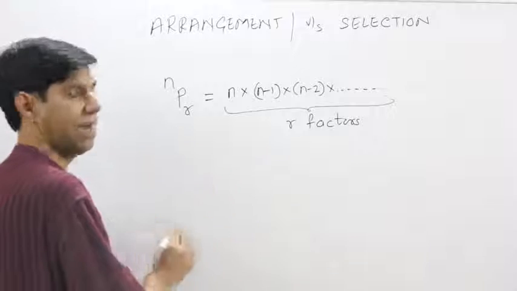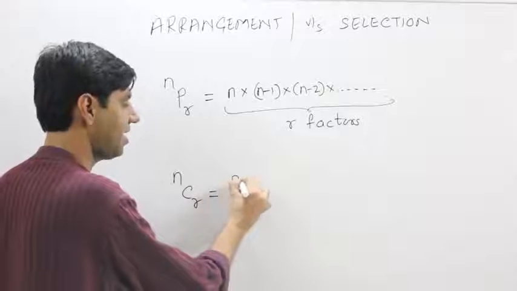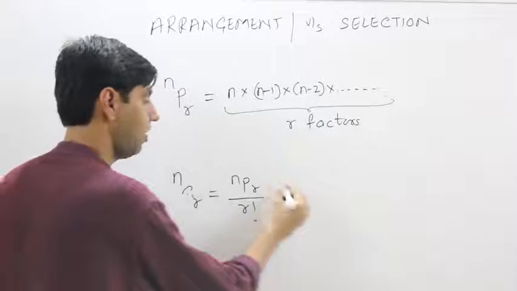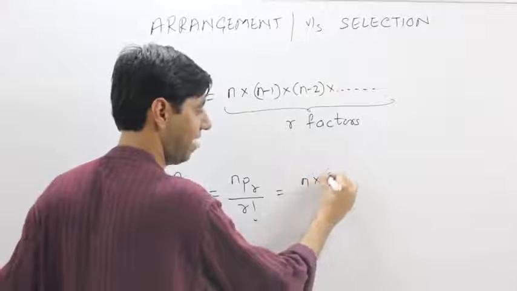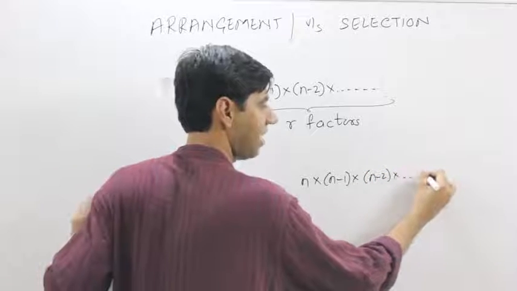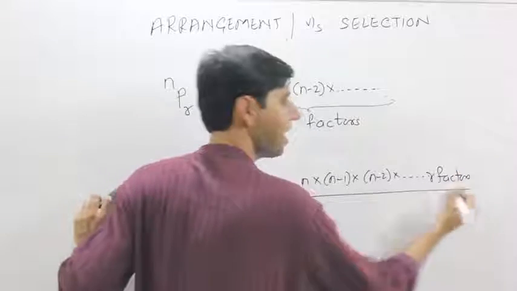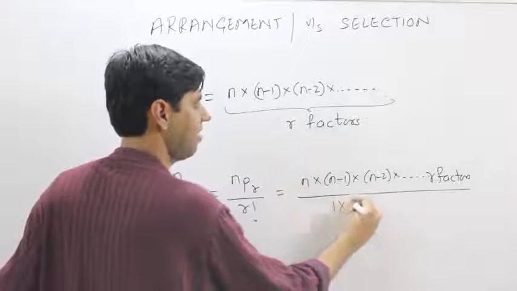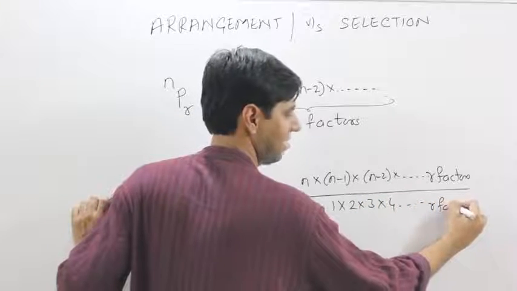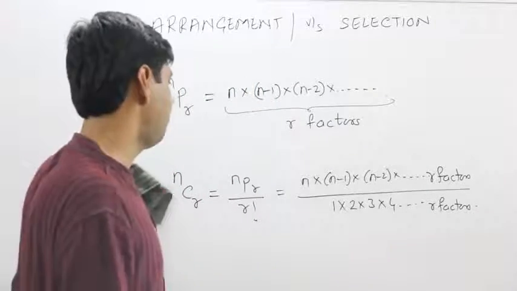And if you know NPR, do we also know how to calculate NCR? NCR is nothing but NPR divided by R factorial. How do I calculate the numerator? We just saw N into N minus 1 into N minus 2 and so on. How many times? I'll just say R factors. This divided by R factorial. So writing it in this way, 1 into 2 into 3 into 4. Again, how many of them? R factors. That is going to be R factorial. I hope this is clear. This is how we will calculate.